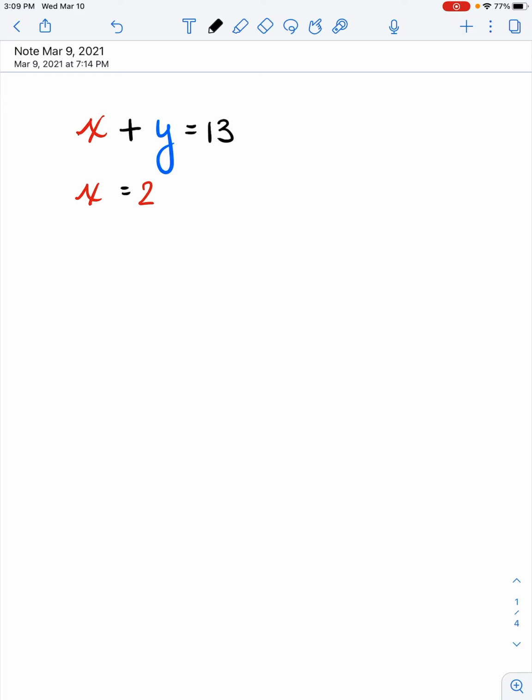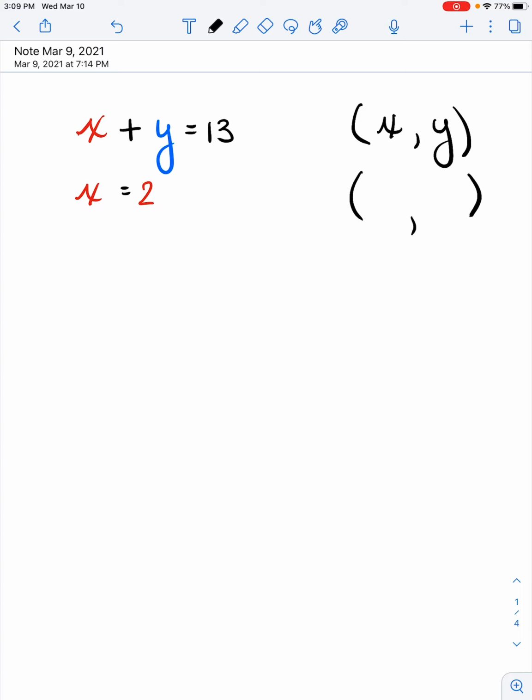Our first example is x plus y equals 13 and x equals 2. Keep in mind, when we're solving systems of equations, our answer is going to be an ordered pair. So it's going to be x comma y, and we're looking for a value of x and a value of y, where, if you remember back to graphing, our two lines are going to intersect. So it is the x and y value that will make both of these equations true.